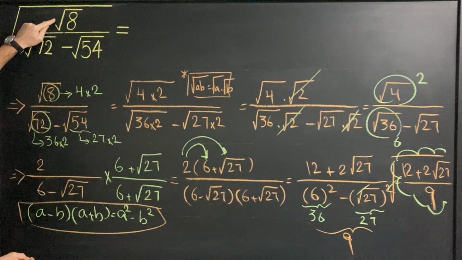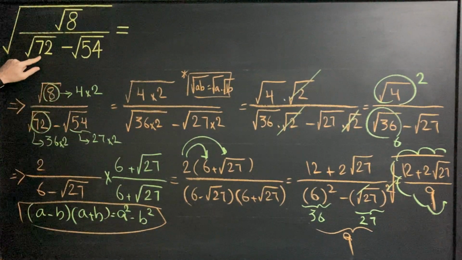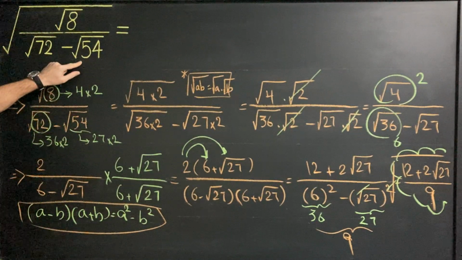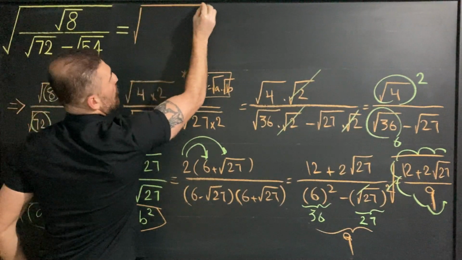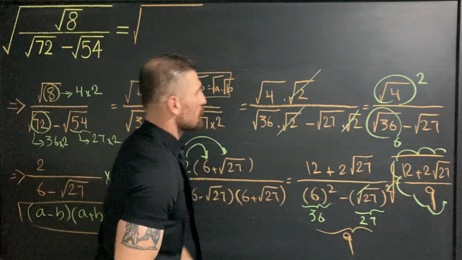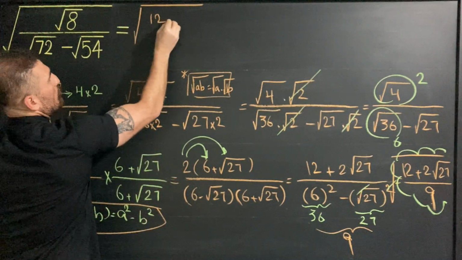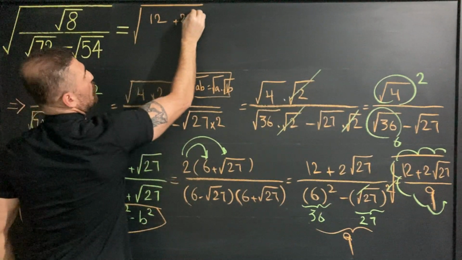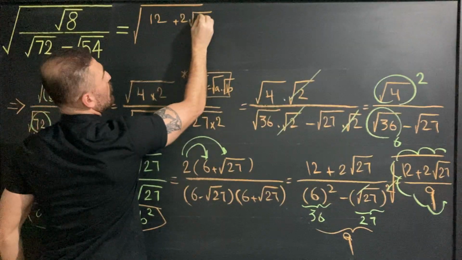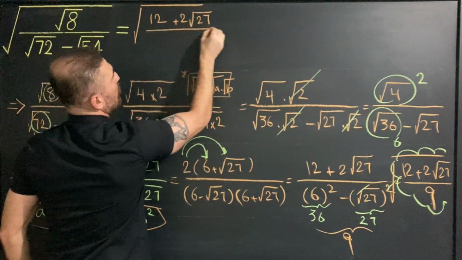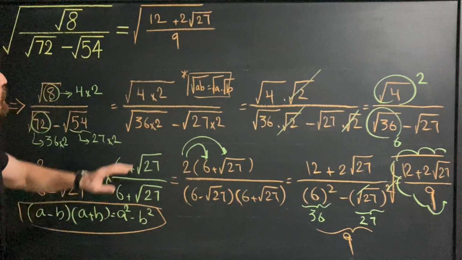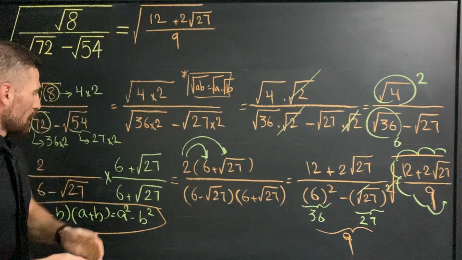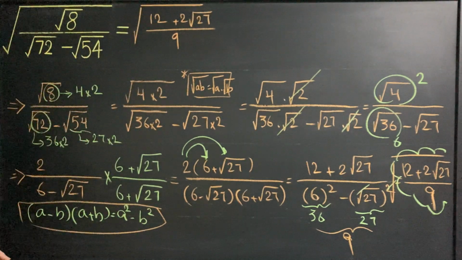So second root of 8 over second root of 72 minus second root of 54 is 12 plus 2 second root of 27 over 9. So we need to find the value of this radical expression. To do this, I need to erase this part.